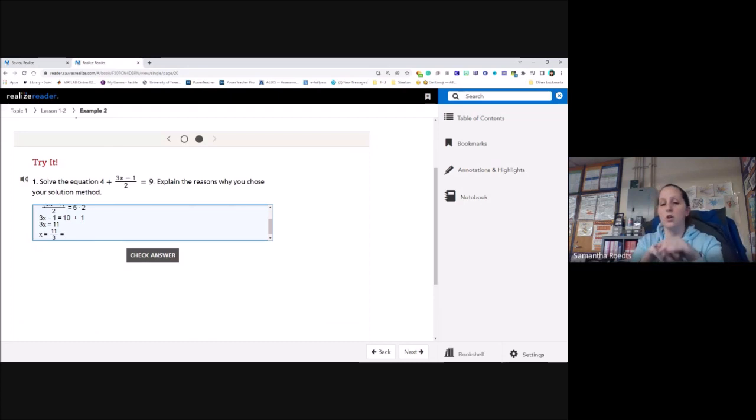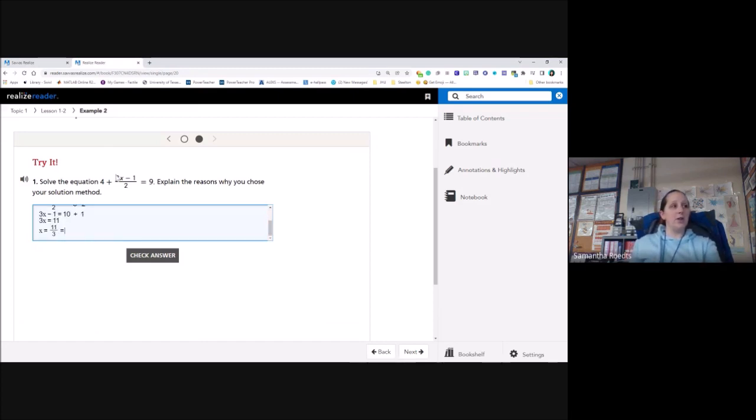You can always double check your answer for these. So you can substitute 11/3 back into the original equation to see if it works. If it does work, then you did your job correctly. If it doesn't work, you might have made a mistake somewhere along the lines and you might want to double check and fix it. Okay.